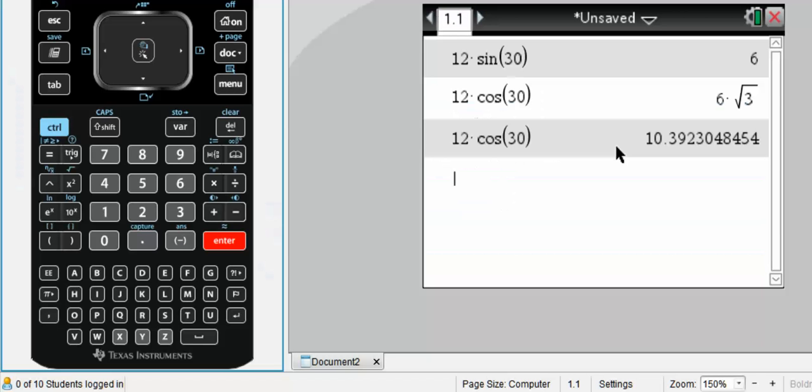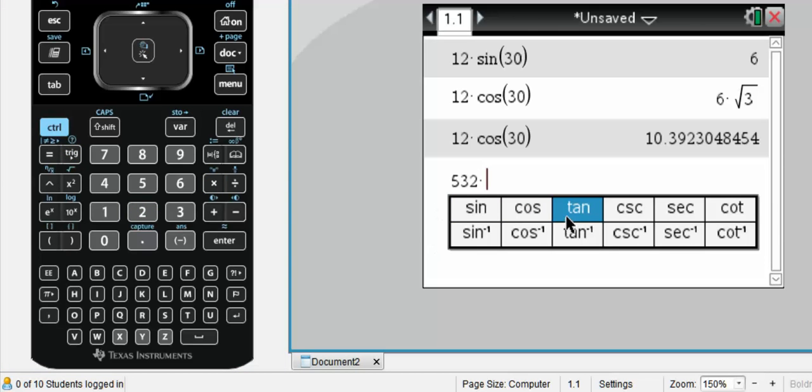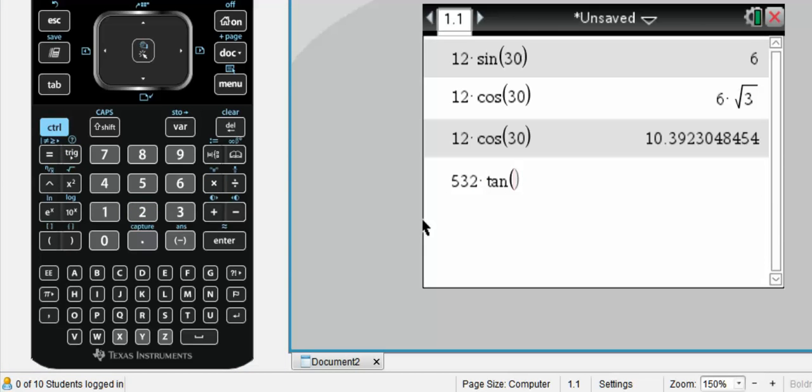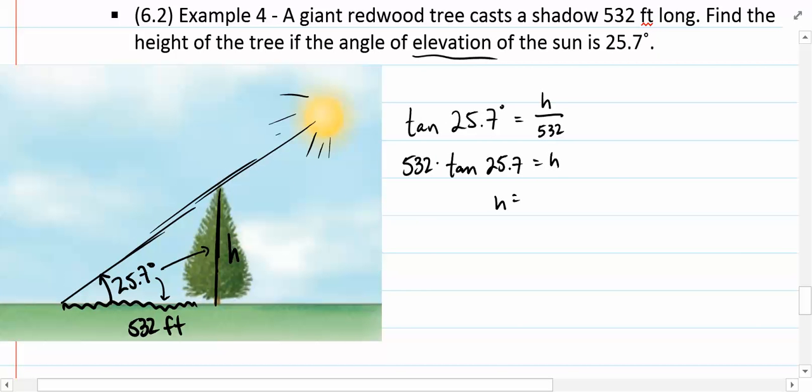So when I look at the calculation here, 532 times tangent of 25.7. So it looks like the height of this tree is 256 feet. We'll just go ahead and round that to a whole number here, 256 feet.